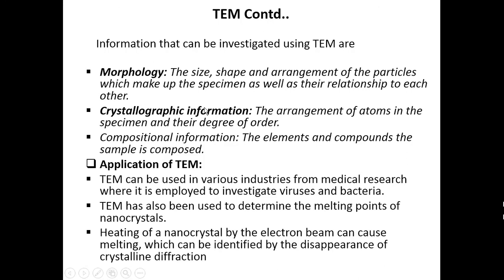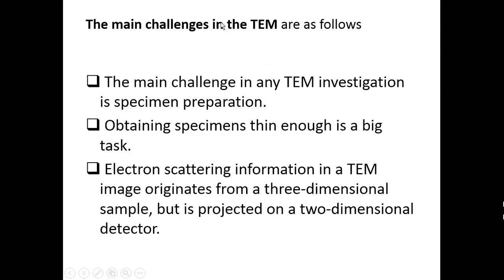Then crystallographic information. Morphology can be understood, and crystallographic information could be understood. What is meant by crystallographic information? The arrangement of atoms in the specimen and the degree of order, that is, the degree of order in which the atoms have been placed. Then the compositional information: the elements and compounds the sample is composed of. I told you already that for alloy materials there will be different compounds through which that particular material has evolved. So such compositions could be understood. These three kinds of information can be very clearly understood with the help of the transmission electron microscope.